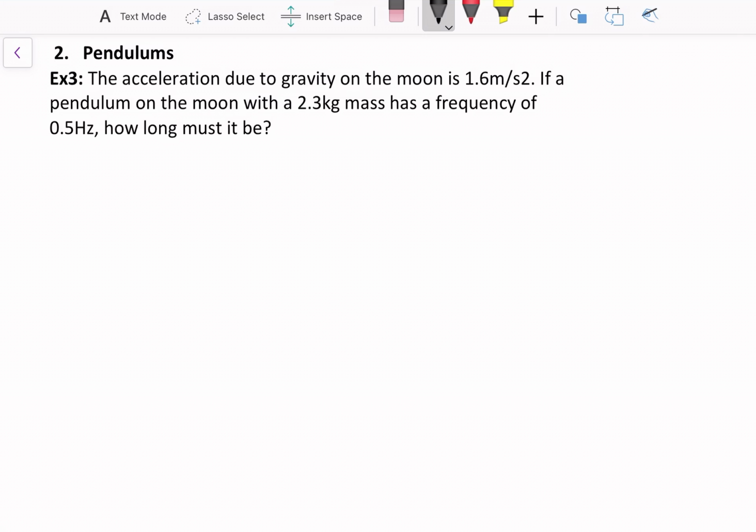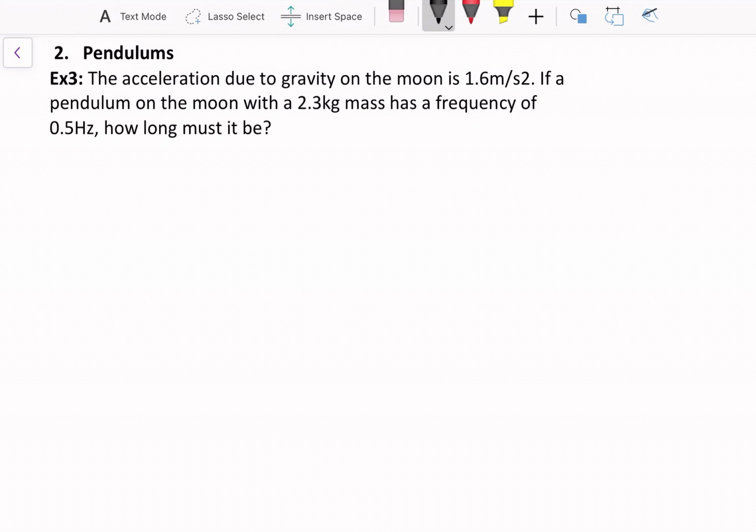Okay, so the other type of system that we often see when we're talking about simple harmonic motion is pendulums. Specifically, we're talking about pendulums that are not rocking back and forth too far. As long as the angle in which they are oscillating is 10 degrees or less, they're a pretty good example of simple harmonic motion. If the angle gets bigger, then we can't really consider them to be simple harmonic motion anymore.